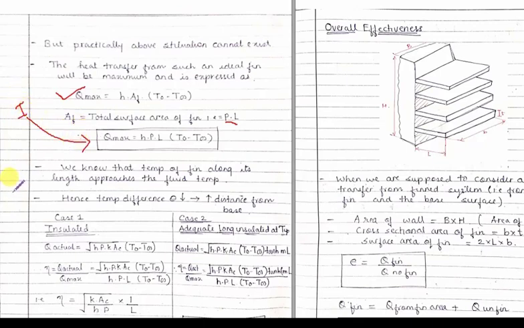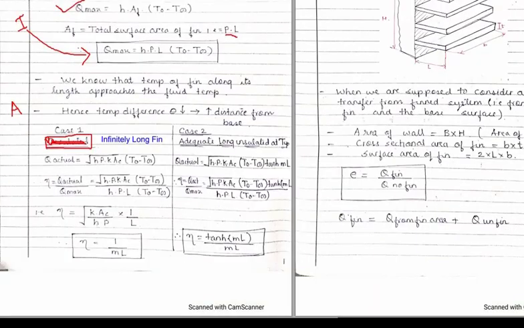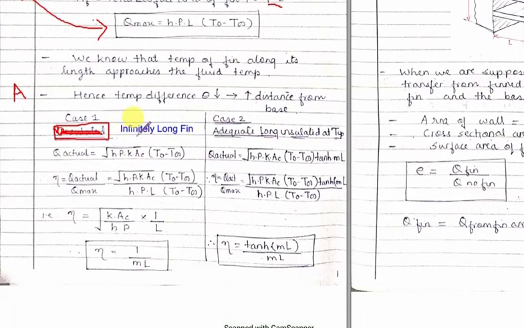Now what is the actual case? There are two types of fin. First is the infinitely long fin. Second one is a long fin insulated at the tip. So what is the formula for an infinitely long fin? We have seen the heat transfer from an infinitely long fin. It is given by square root of (h P k A_c) times (T0 minus T infinity).